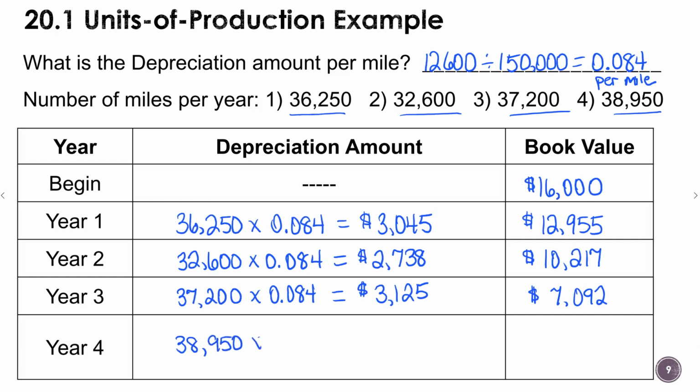And then year 4 is 38,950 miles. So times 0.084. And that year's depreciation amount is going to be 3,272. And we subtract that from the 7,092 to get 3,820. And that number's fine. This number cannot be below $3,400, so it can never go below our salvage value.